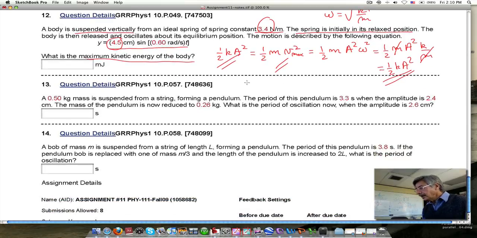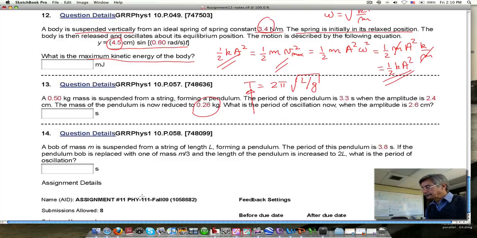A pendulum: the period of a pendulum depends only on the length of the pendulum. So if I change the mass of the pendulum, nothing is going to happen to the period of the pendulum. So that's trivial.